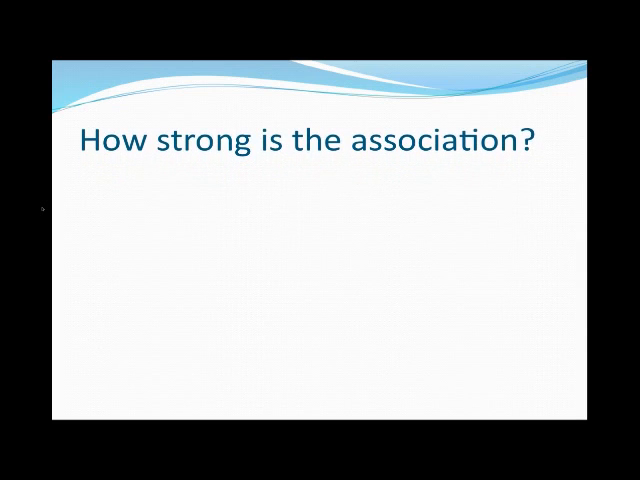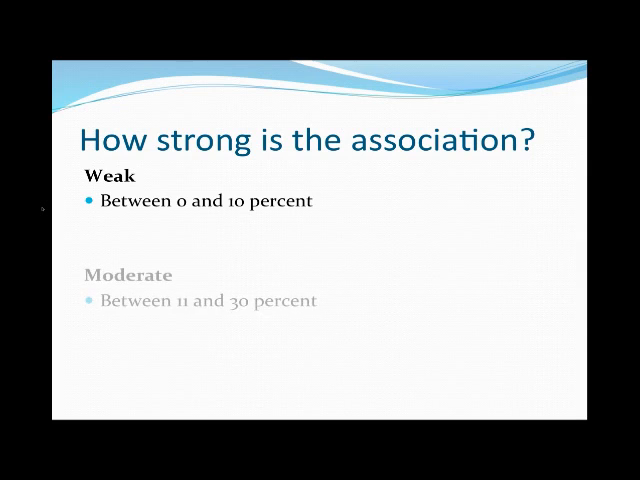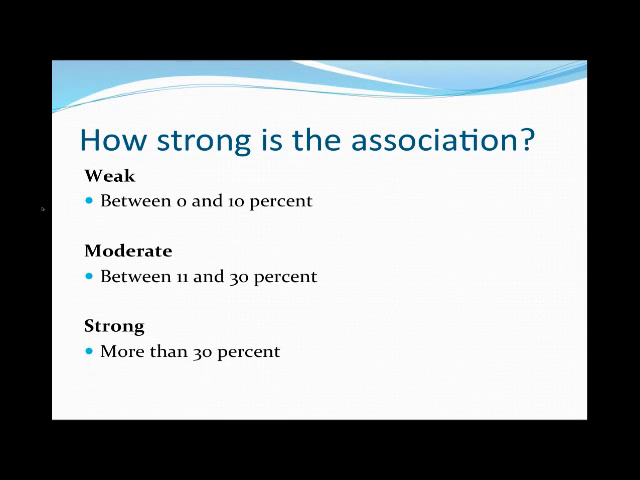Now, to determine how strong our relationship is, we'll use our percentages to determine if it's weak, moderate, or strong. For a weak relationship, the results will be between 0 and 10%. For a moderate relationship, the results will be between 11 and 30%. For a strong relationship, the results will be more than 30%. And that's how we'll find the strength of our association.